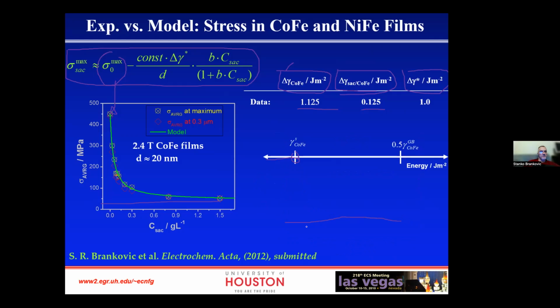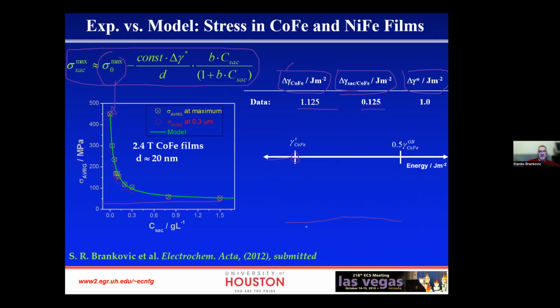It should be straightforward. I'll give you also some materials to read, but it shouldn't be that difficult to digest. This is a very simple thermodynamic model, and it really gets the full picture about this. Now, that's the only valid model that explains the additive effects on the stress reduction in electrodeposited films.